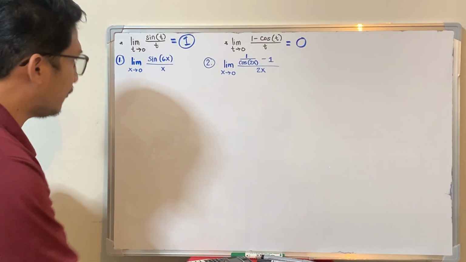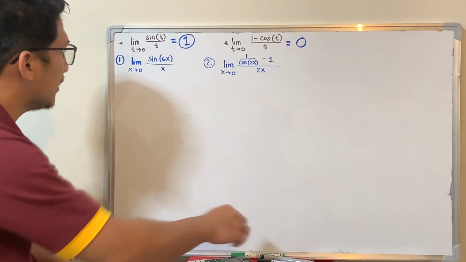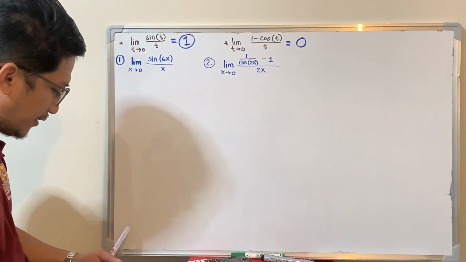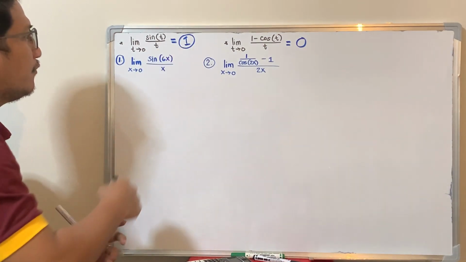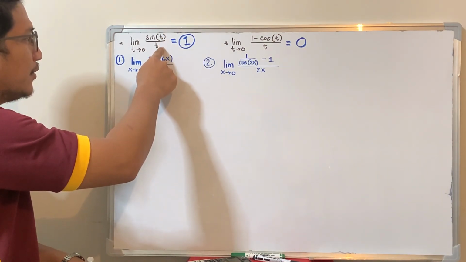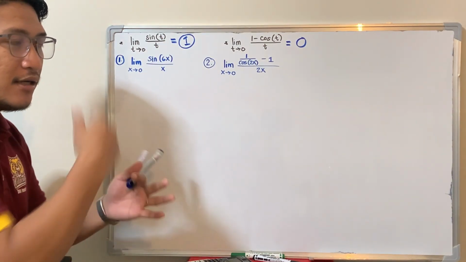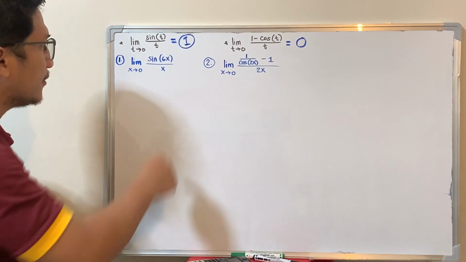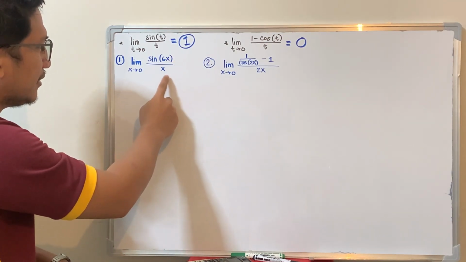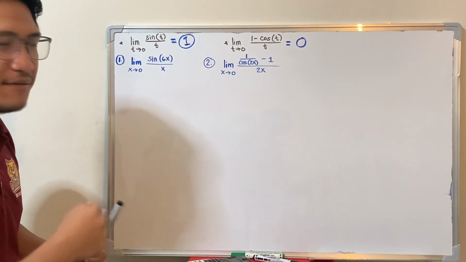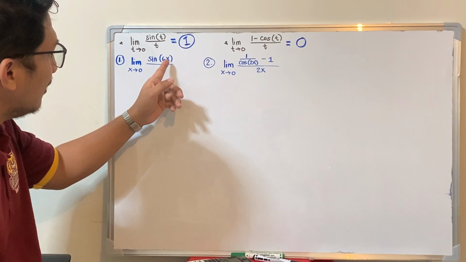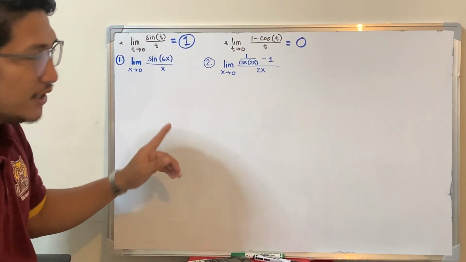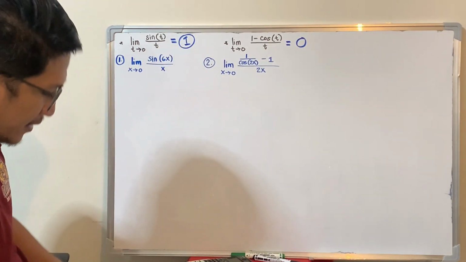Number 1, we have to solve for the limit of sine 6x all over x as x approaches 0. So as I mentioned in the previous video, it is applicable for all angles that are the same as the denominator. I mean, the angle of the denominator will be the same. So our angle here is 6x, but the denominator is x. So here comes the problem, no? They are not the same, the angle is 6x, but the denominator is just x. So we cannot apply the earlier concept.